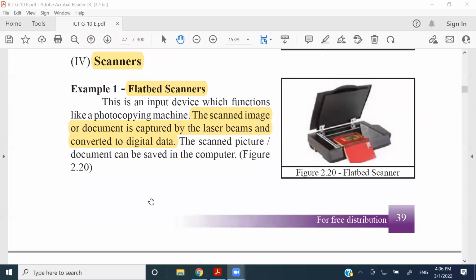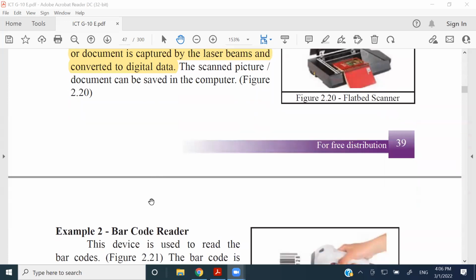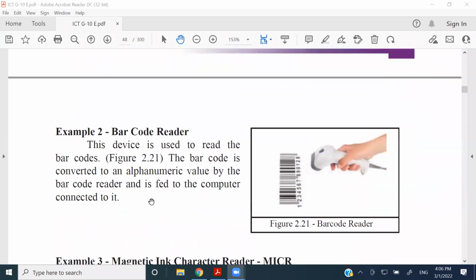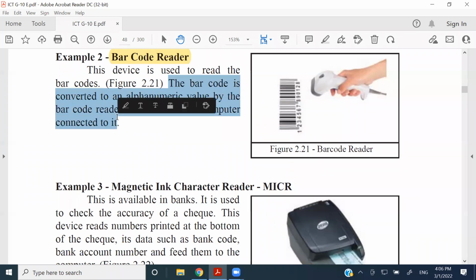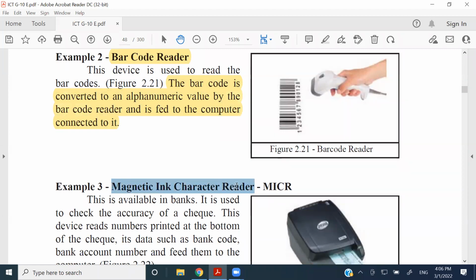All right, so moving forward, barcode reader. Since we don't know about these devices, let's write something about it.